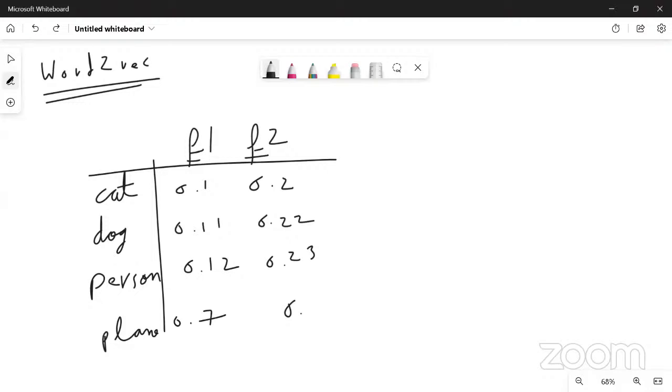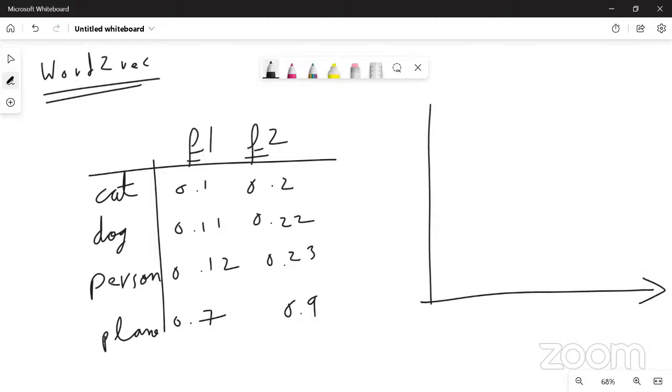And just to help you with the visual depiction of the same, on the right hand side, this is actually zero, don't treat it as six. It's on a scale of 0 to 1. If I help you with the visual representation, this is F1 and F2. And if you take a look at this, this is the origin, O. And you see the word cat is present here, the word dog is present here, and the word person is present here. So there goes cat, dog, and person, and the word plane is present here.